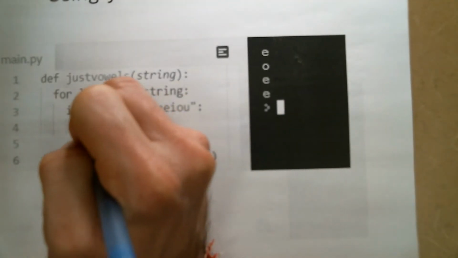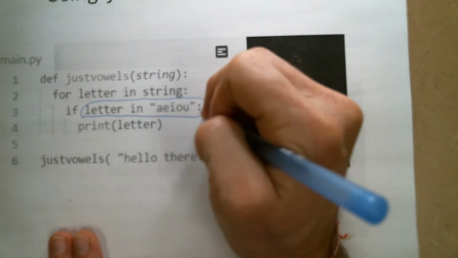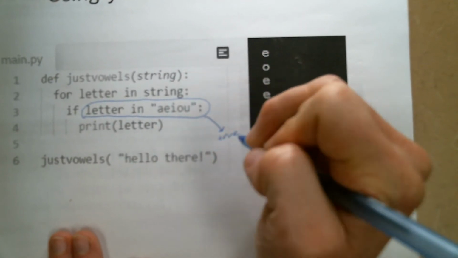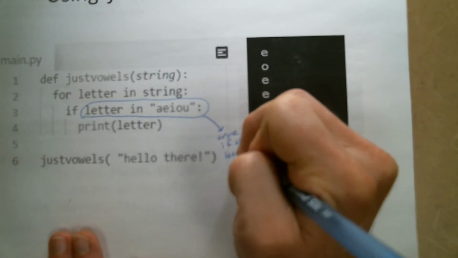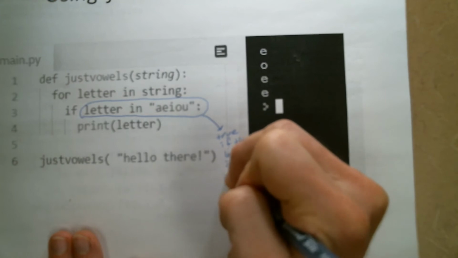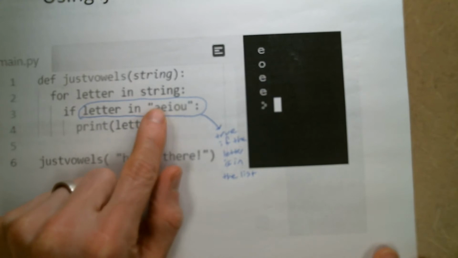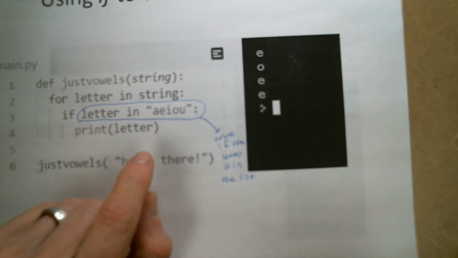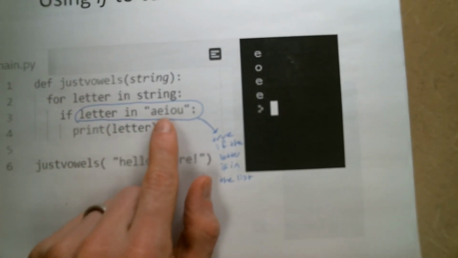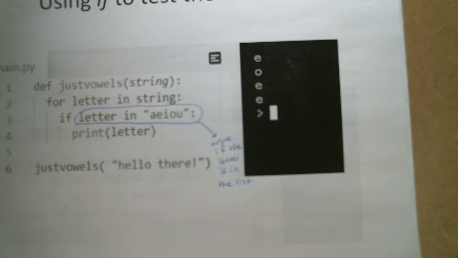So what this is basically going to do is this is going to be true if the letter is in the list. All right, so if the letter is in A, E, I, O, or U, or the string, if the letter is in that string right there, it is going to print the letter. Otherwise, it's not going to print anything.